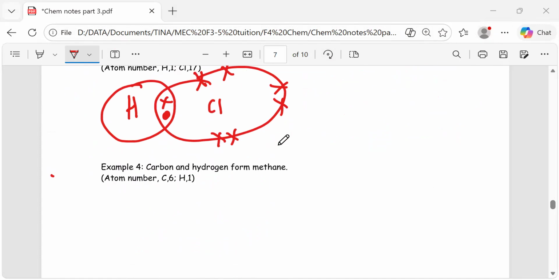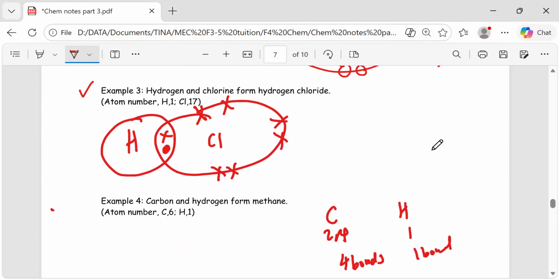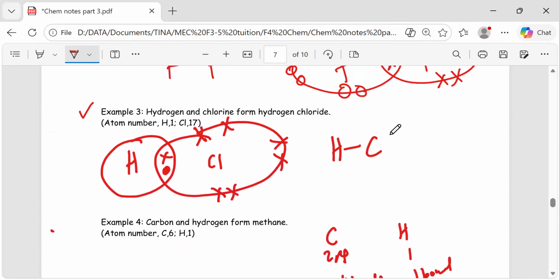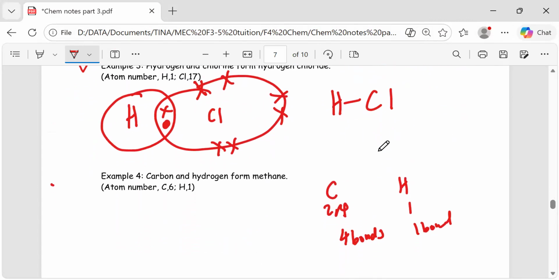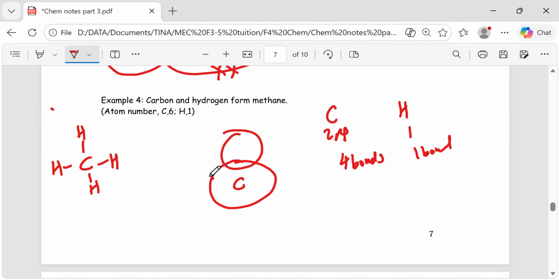All right. So this one, carbon 2, 4. Hydrogen is 1. So this one forms 4 bonds. Hydrogen 1 bond. Okay, so this one will also look like this. This is called a structural formula. So this one will look like this. Okay, so I'm not going to draw the inside one. I'm only going to draw the outer shell because I have no space to go.